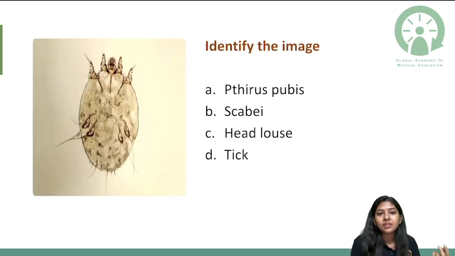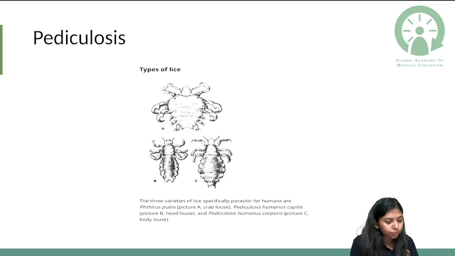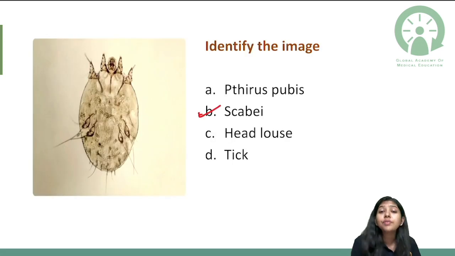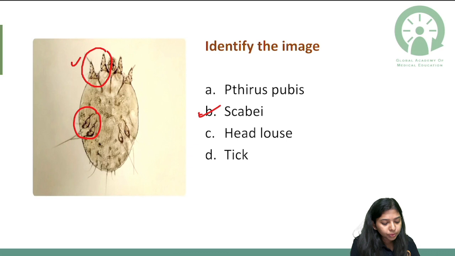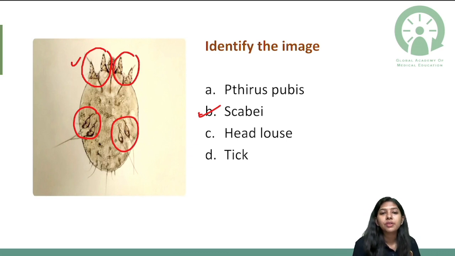Identify the image that has been given to you. See, this is very important. You have to remember this is an image of scabies mite. How will you identify a scabies mite? This mite has got two pairs of legs anteriorly and two pairs of legs posteriorly, right? So scabies mite will have two pairs of legs anteriorly and two pairs posteriorly.